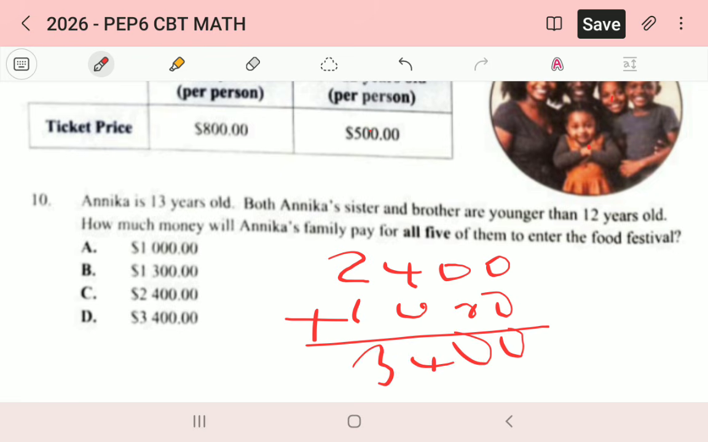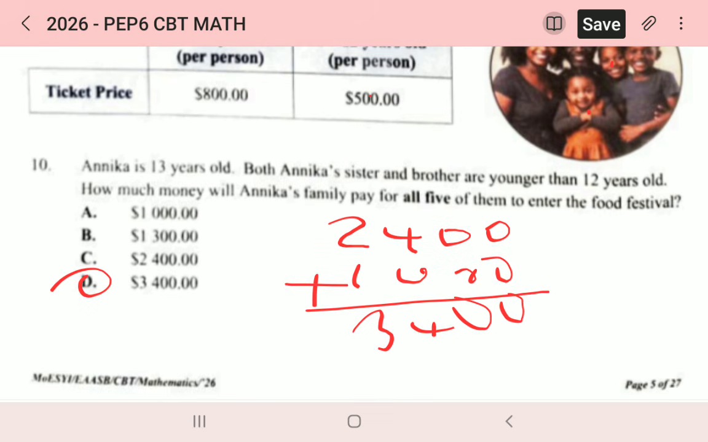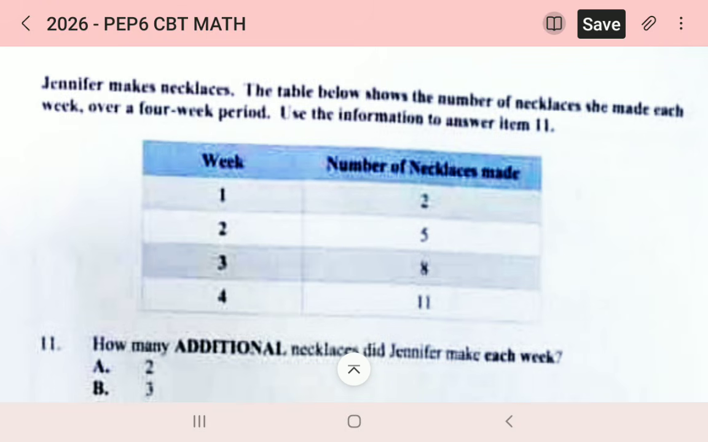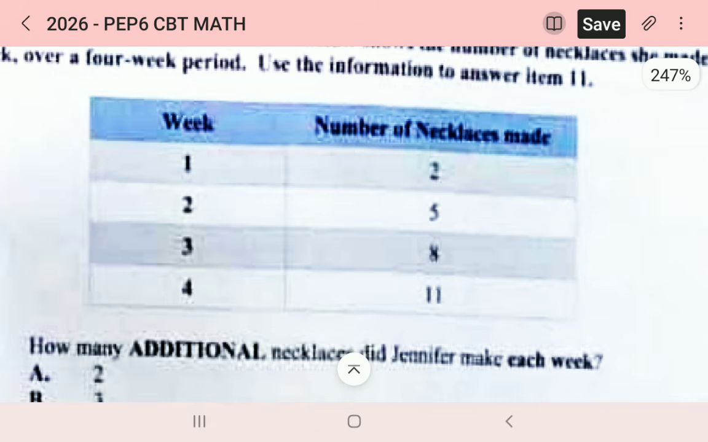So they're going to be paying $3,400, which is at D, for all of them to go into the festival. Jennifer makes necklaces. The table below shows the number of necklaces she made each week over a 4-week period. Use the information to answer item 11. So week 1 was 2, then week 2 was 5, week 3 she made 8, week 4 she made 11.